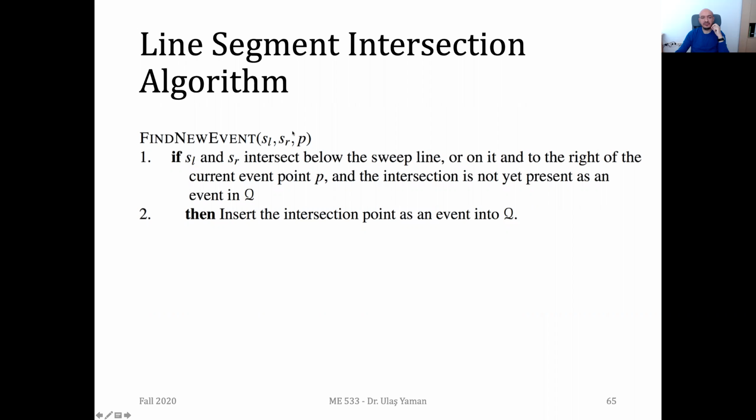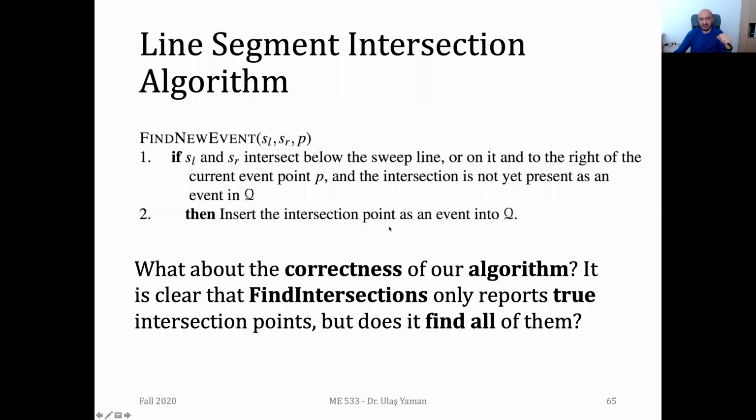So if these new line segments are intersecting below the sweep line, or on the line, or to the right of the current event point P, then that means the intersection point cannot be in the event data structure, so we should be inserting it into the event data structure. This is how we handle this computation, but you should be doing some computation in this statement.